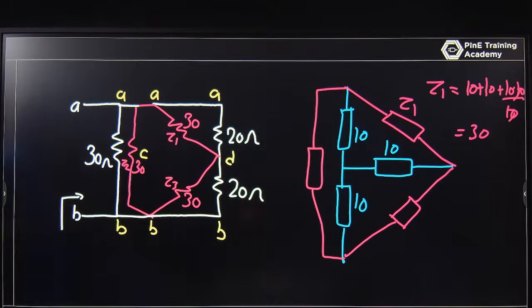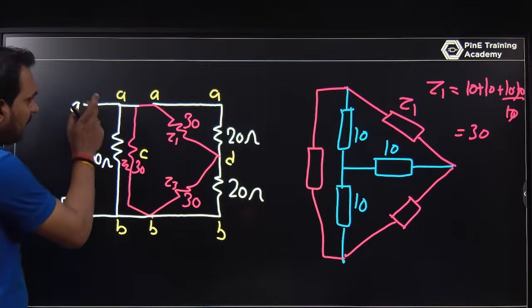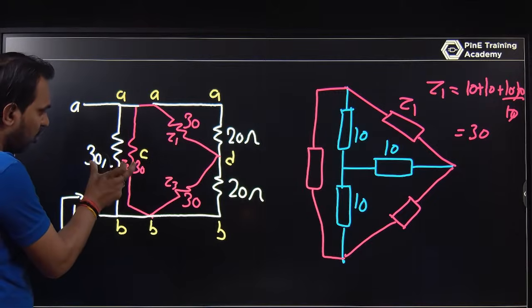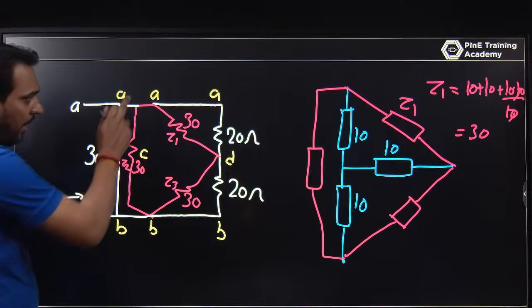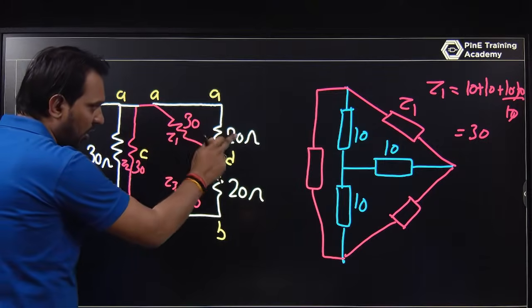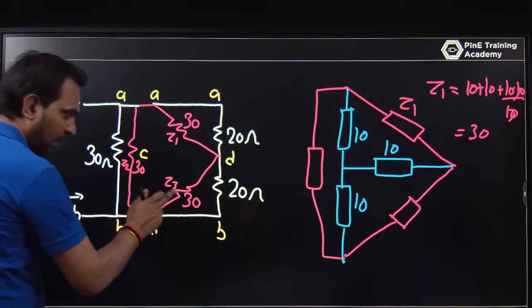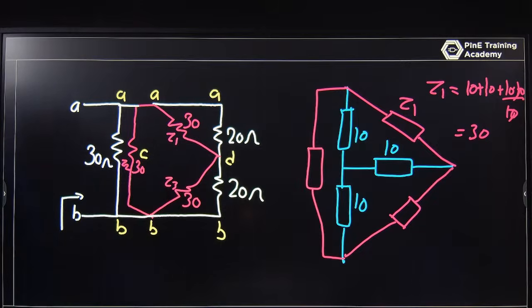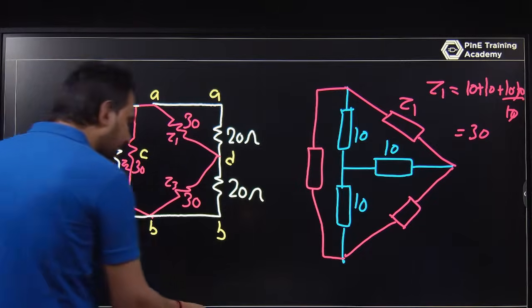Now what will it be? I am just looking at this: from A to B, you have 30 ohm and 30 ohm in parallel. In between A to D, you have 30 ohm and 20 ohm in parallel. So the circuit will be easy.